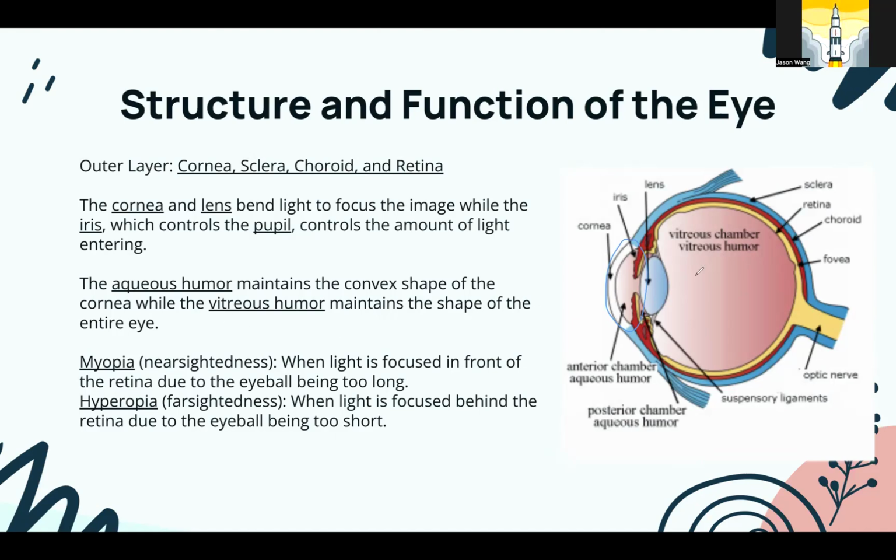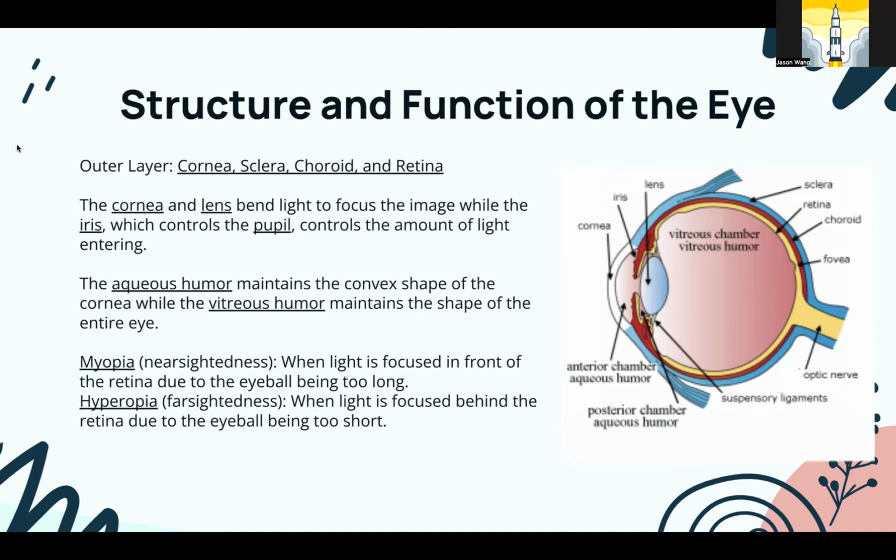We also have the vitreous humor. So the vitreous humor is behind the pupil, and that maintains the shape of the entire eye. Now, on the MCAT, you can very easily encounter some sort of passage that relates to conditions, any type of condition, any types of abnormality, right?